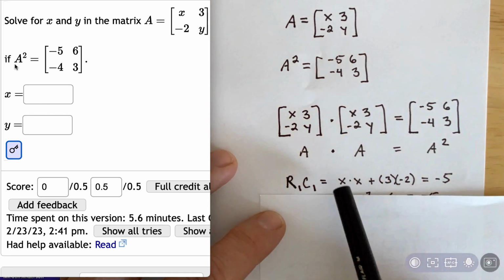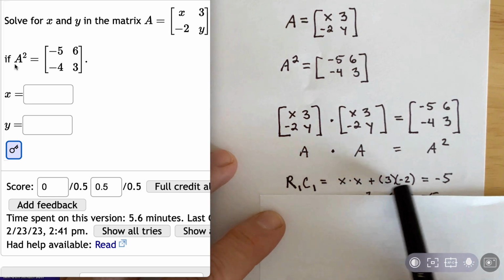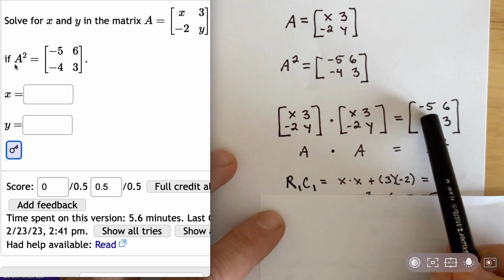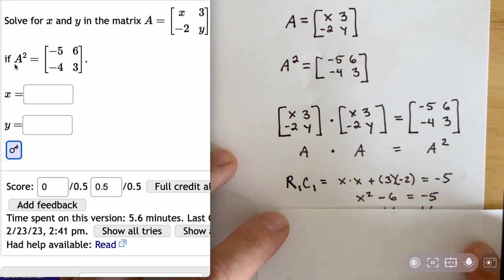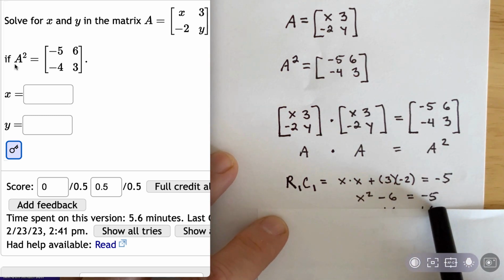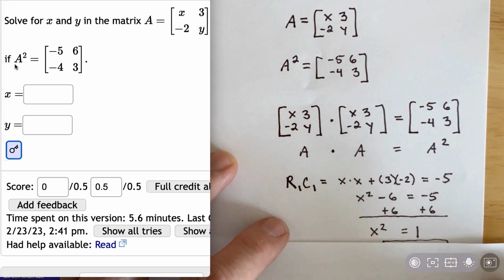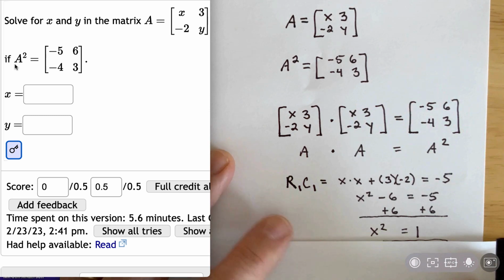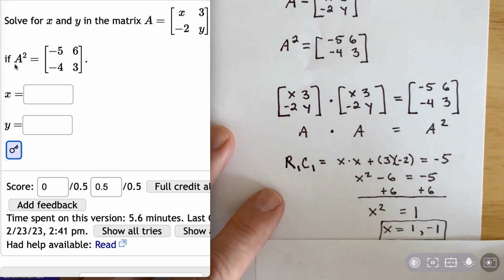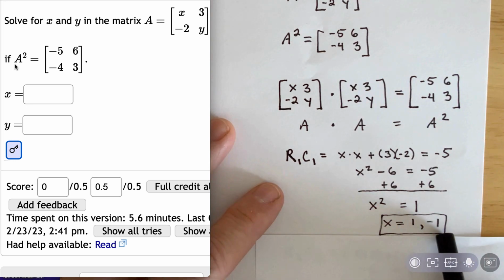So now what I have is that if I take x times x plus 3 times -2, the answer is supposed to be coming out in the spot for row 1, column 1, which is -5. And that equation looks like this: x squared minus 6 equals -5. To finish solving this equation, you have to add 6 to both sides and then eventually square root. You'll have x squared equals 1, and when you square root, don't forget there are two numbers you can square to get 1 as your answer. Those two answers will be 1 and -1.